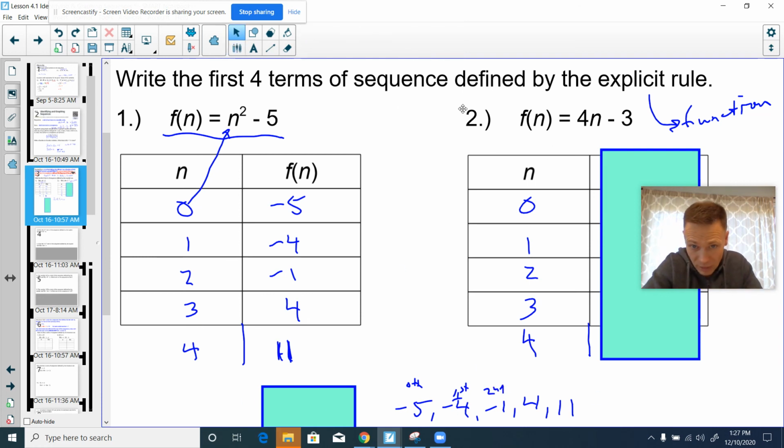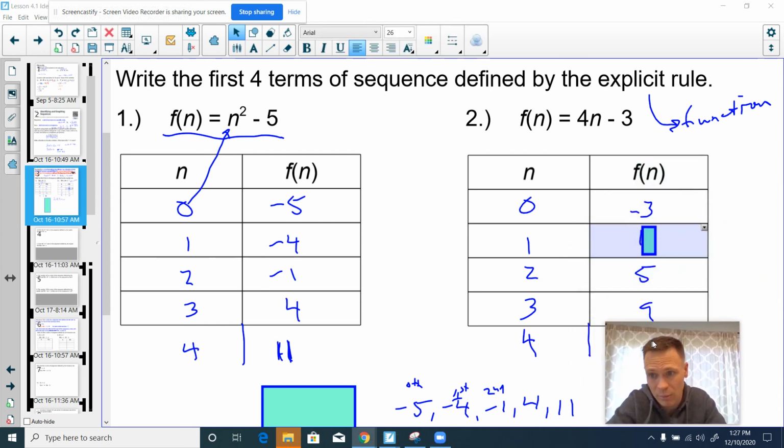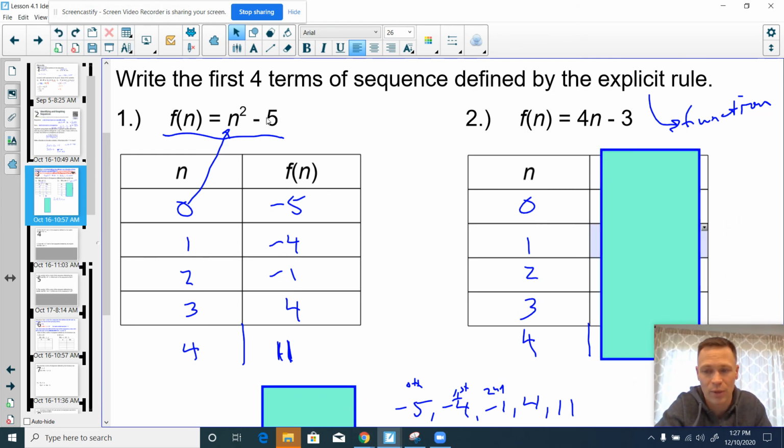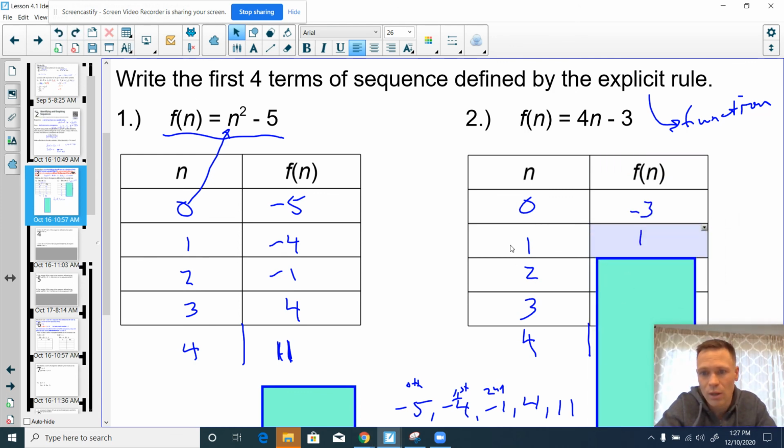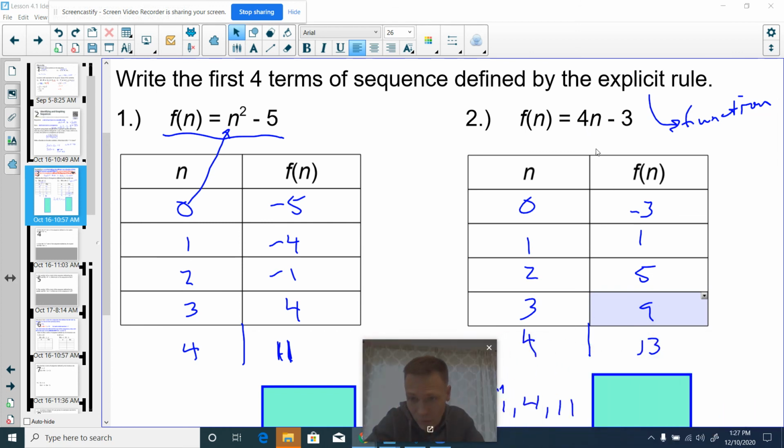All right, next one. Find the first 4 terms in the sequence defined by this explicit rule. Remember, function, so 0 goes in. 4 times 0 is 0, -3 is -3. 1 times 4 is 4, -3 is 1. 2 times 4 is 8, -3 is 5. 3 times 4 is 12, -3 is 9. And then 4 times 4 is 16, -3 is 13.